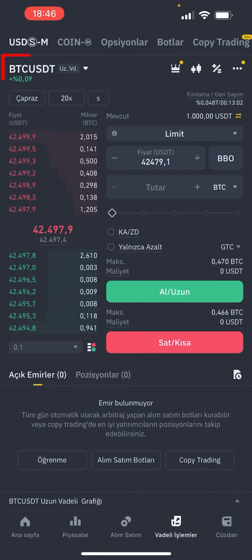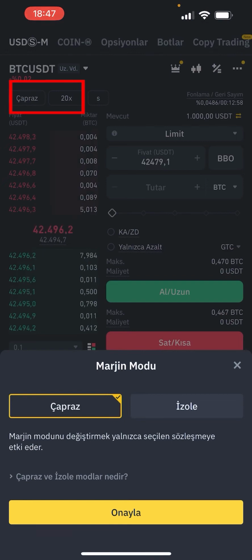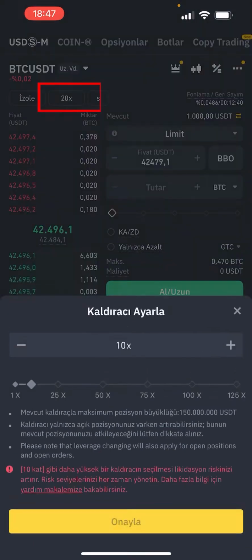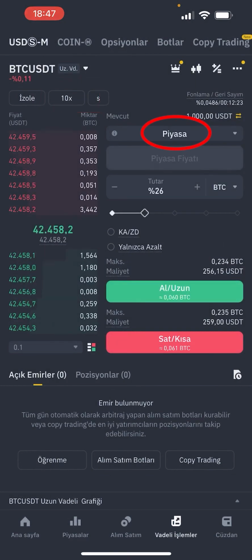And guys, I opened the Bitcoin USDT pair. First, I'm going to open an isolated position. I came to the margin mode section and clicked on isolated. Isolated means isolated, and each position is only responsible for itself.